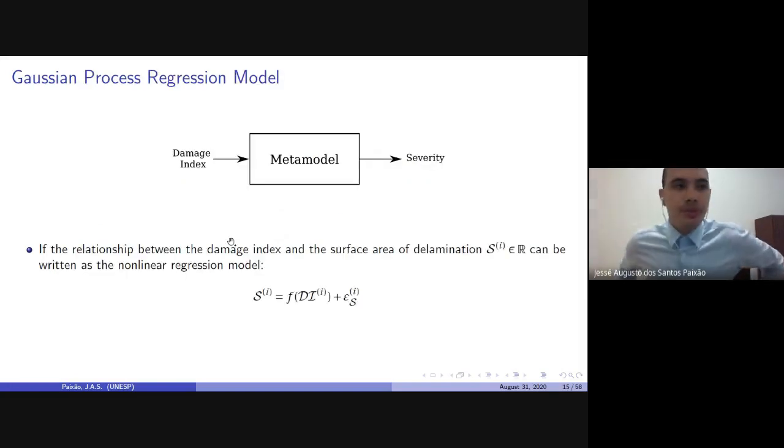Well, the problem of damage quantification is illustrated here in this figure. Basically, we want to establish a relationship between our damage index and our damage severity in order to quantify it. We can perform that using a metamodel, in this case, the Gaussian process regression model. This problem can be written as a nonlinear regression model, given in this equation here, where we have as output our delamination area, and as input our damage index, and we have a function f, which is unknown, and also a residual error that cannot be explained by this function.